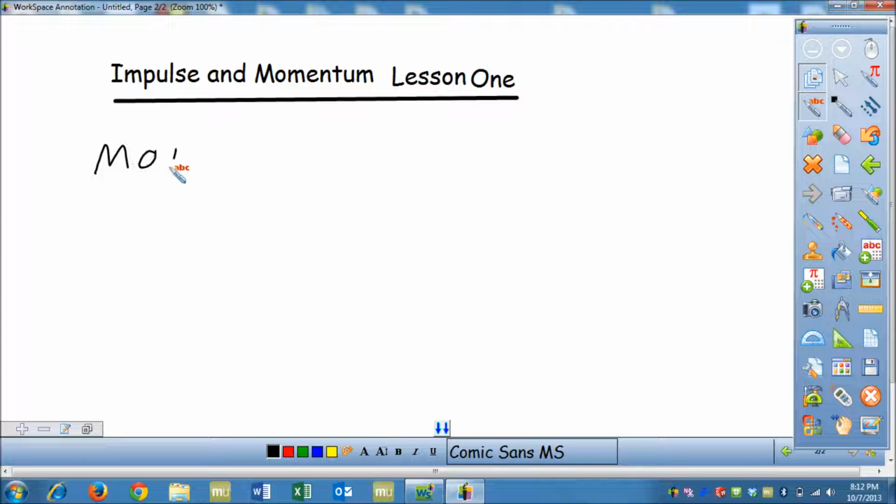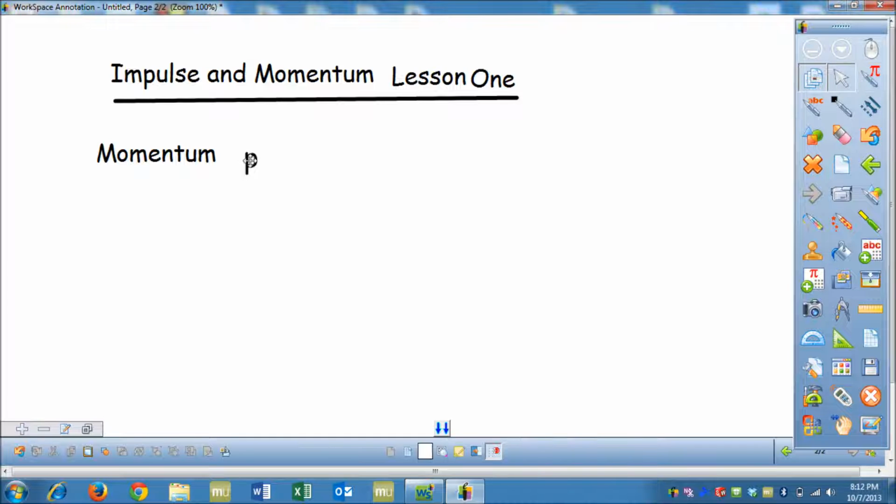So, momentum. Well, momentum is expressed, in our book anyway, as a P. Momentum is P. And we say that momentum P equals mass times velocity.